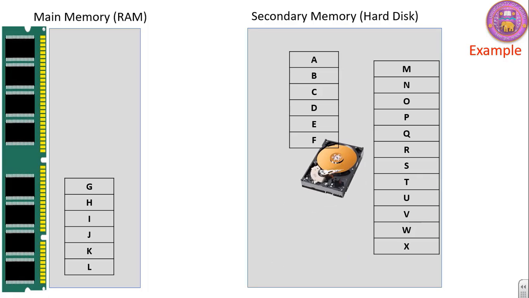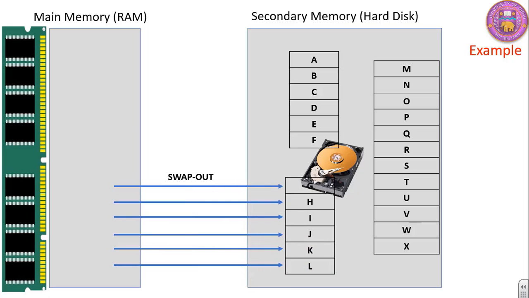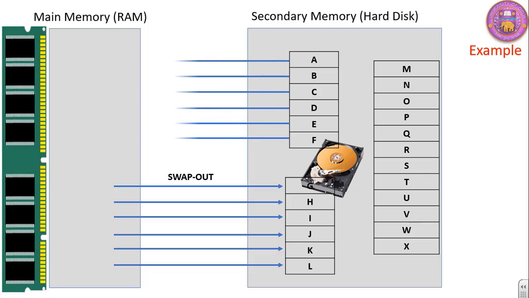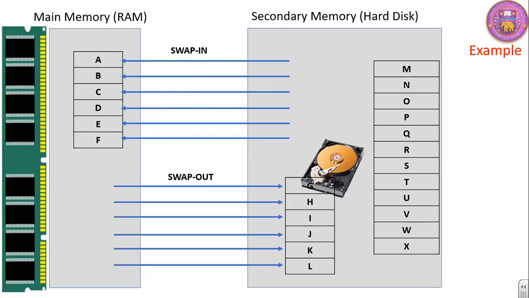Now, CPU needs to process A, B, C, D, E, F pages, but RAM is full. No more pages can be accommodated inside the RAM. So what is to be done in this case? The operating system will swap out these G, H, I, J, K, L pages to hard disk. Now the RAM is free. Operating system will swap in A, B, C, D, E, F pages inside the RAM. Now the processor can start working.